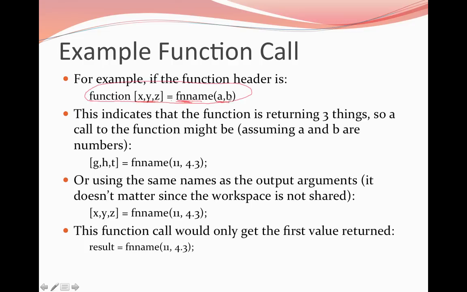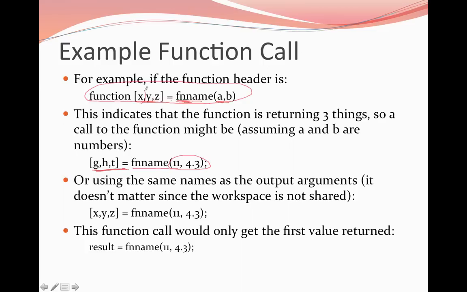And then let's say, for example, we need to pass two input arguments to the function, and it uses those values in calculating the values of x, y, and z. So this indicates that the function is returning three things. So a call to the function would be the name of the function, the two values that you're passing to the input arguments A and B. And notice that we put this in an assignment statement that has, on the left of the assignment, a vector with three variable names, G, H, and T.